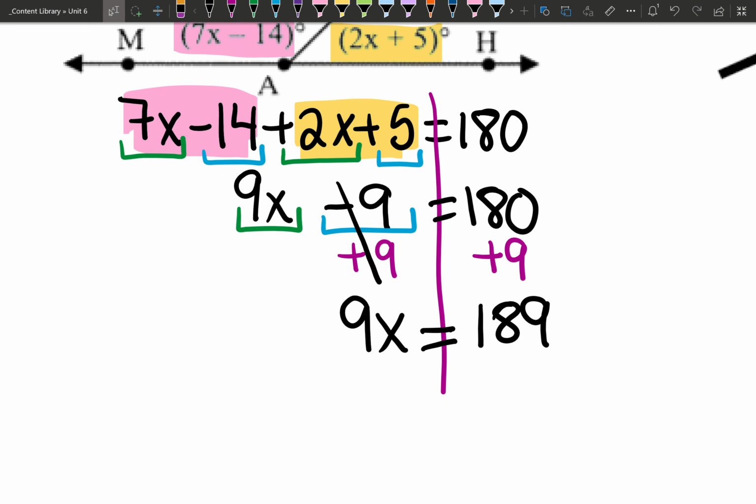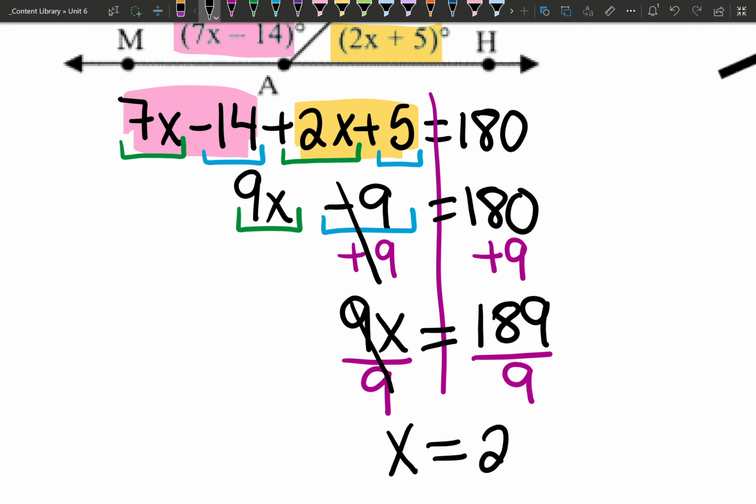We got one last step to do. What do you think we should do? Let's divide both sides by 9. So we get that x equals 21.